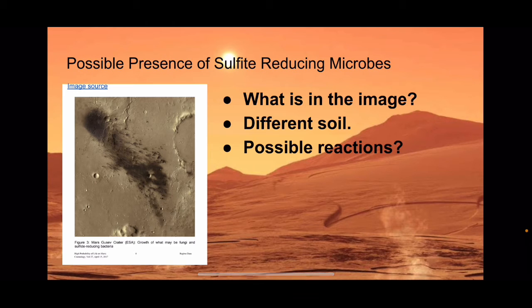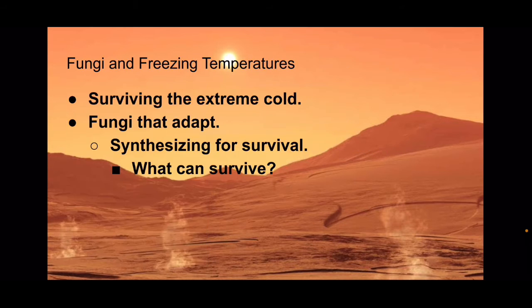In this image, you see the soil of Mars, the regular soil you can see on the outside, which is a brown color. And in the very center, you can see a blackening of the soil itself. So this could indicate the presence of sulfide-reducing bacteria or fungi due to the blackening of the soil, which could indicate that bacteria or fungi are using this reaction as energy.